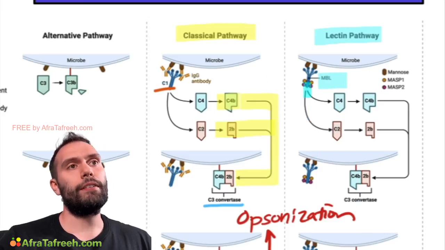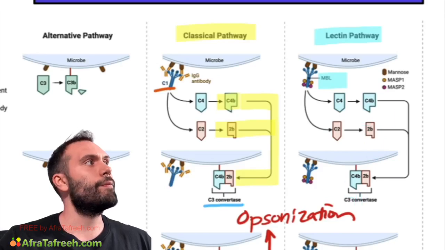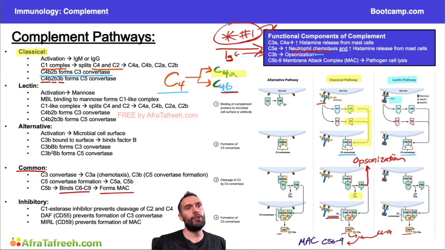This mannose binding lectin, just like C1, is going to cleave C4 and C2. The B's are going to stay. We know what the A's do up here. The B's are going to come together, and they're going to form a C3 convertase, which tells you what it does. It converts C3 to C3a, which again, we know what that does, right? It's one of our functional components.